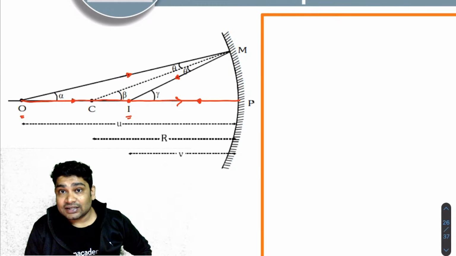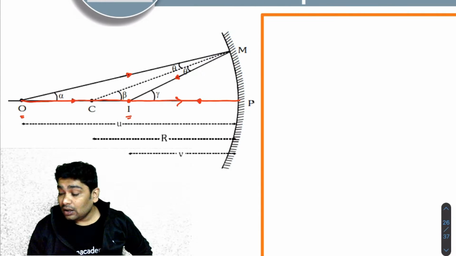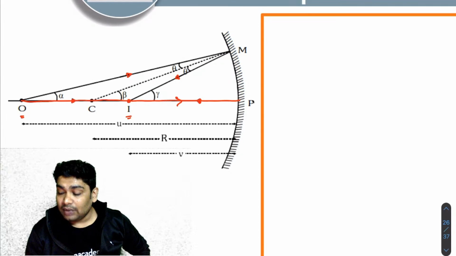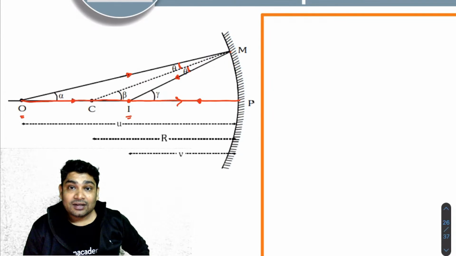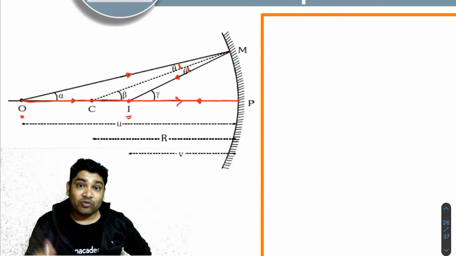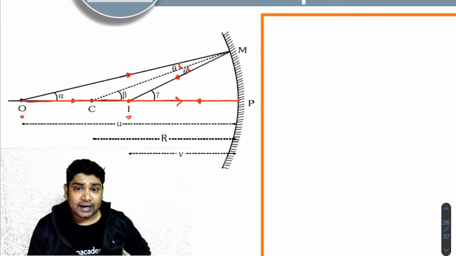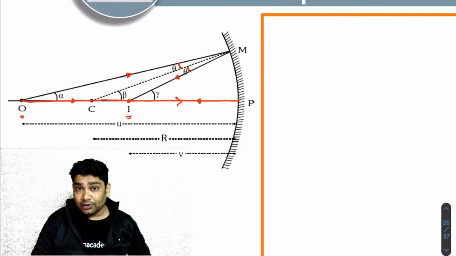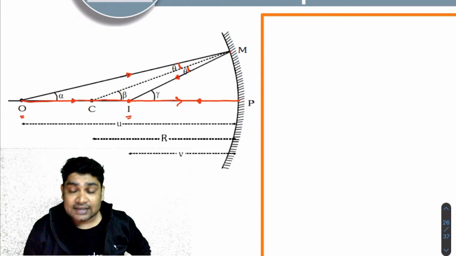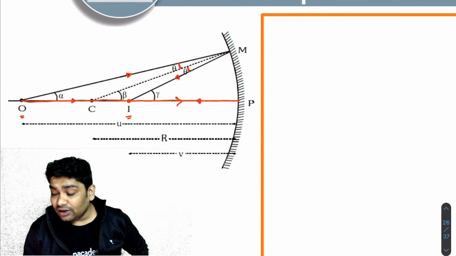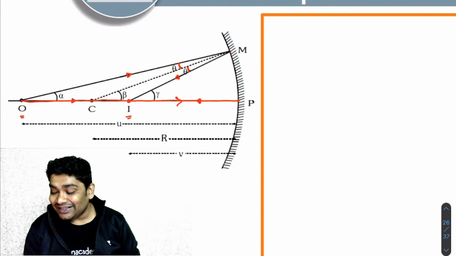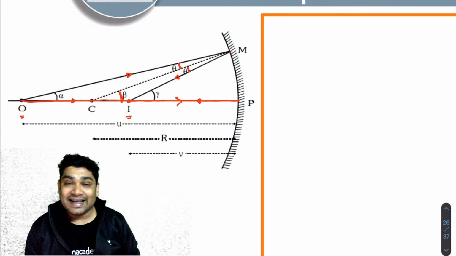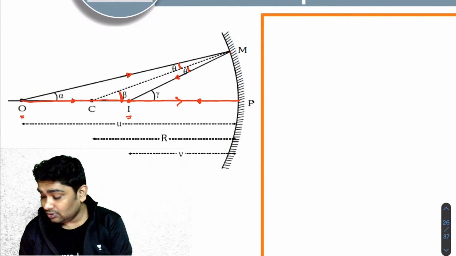Now let's consider this triangle. The ray strikes the mirror at point M, and the angle of incidence is theta. The angle of reflection will again be theta. And C is the center of curvature, so obviously the line joining C and M would be the normal, and that's why the two angles are equal, right? Now, take a look at these angles. You will realize that this angle beta is an exterior angle of the triangle OCM.